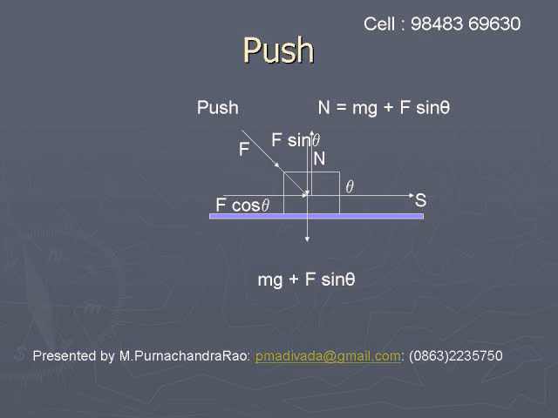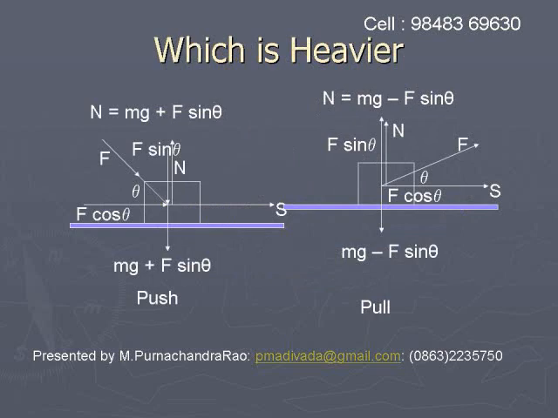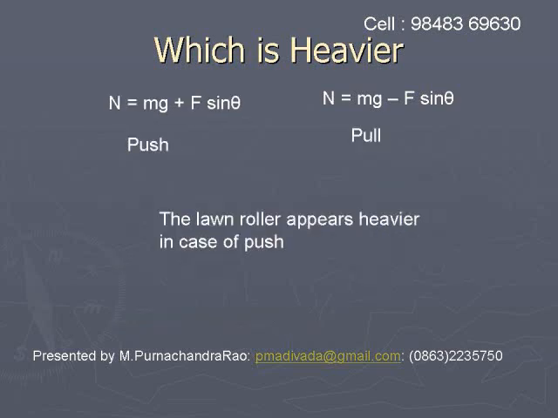So in the case of a push, we notice that the block is heavier than in the case of a pull. When it is pulled, we notice its weight as though it is decreased, but when we push it, we notice that it is heavier. Its weight appears to be more.